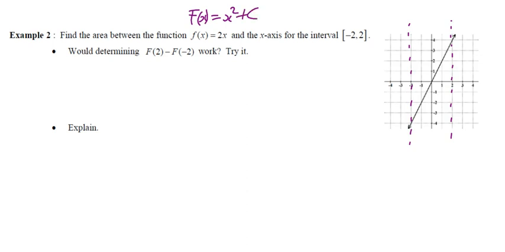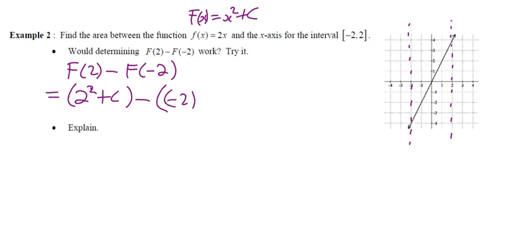So capital F of x, the antiderivative, is just x squared plus c. So F of 2 minus F of negative 2 will be, okay, so 2 squared plus c minus negative 2 quantity squared plus c. So that's 4 plus c minus 4 minus c, which is 0. So that won't work. Why does that not work?